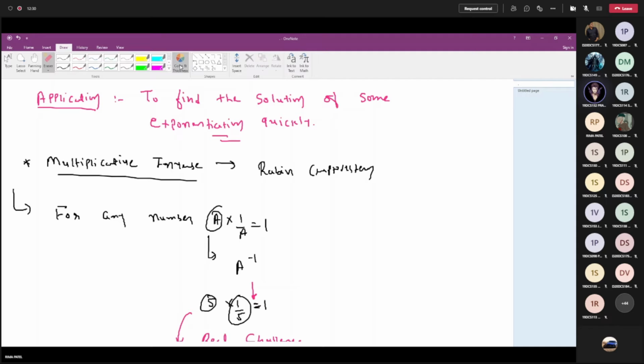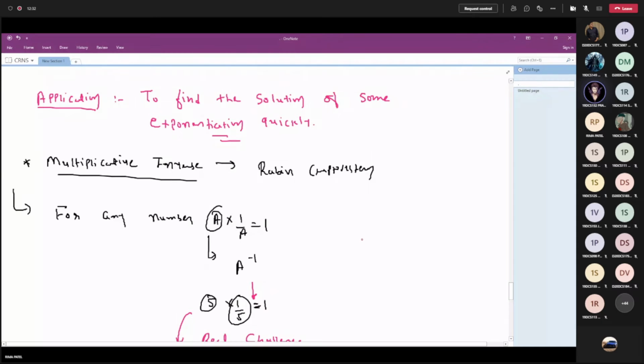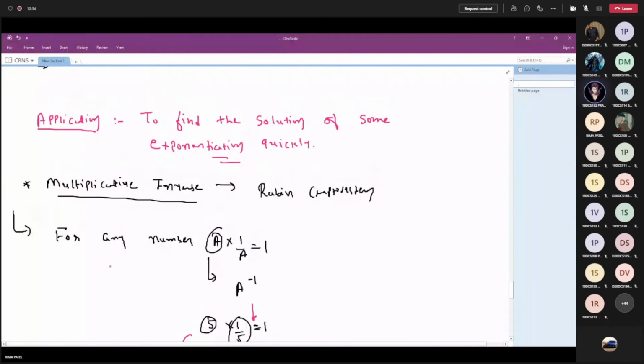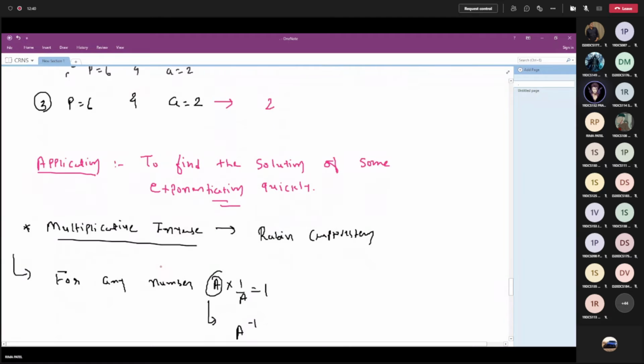Ma'am, if the mod we are taking is a prime, then this theorem will hold. a raised to p minus 2 would be our multiplicative inverse. No, we are not talking about modular exponentiation right now. We are talking about the multiplicative inverse only, right?